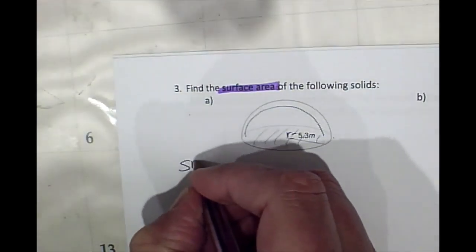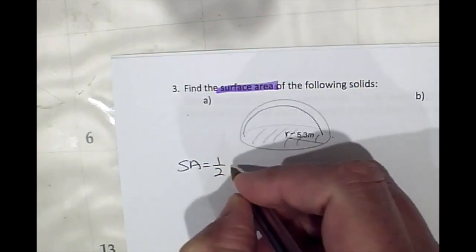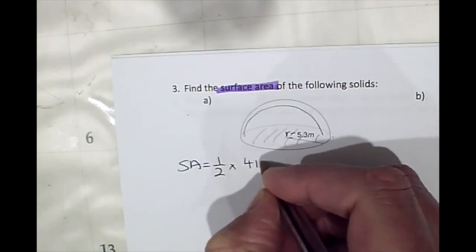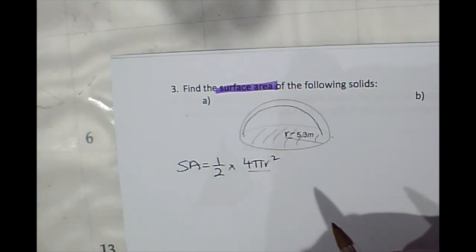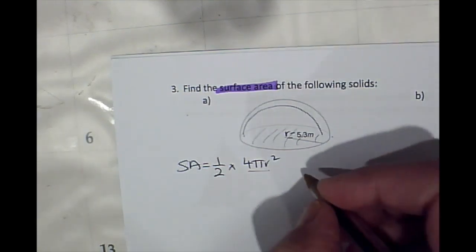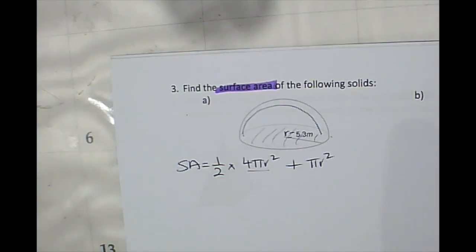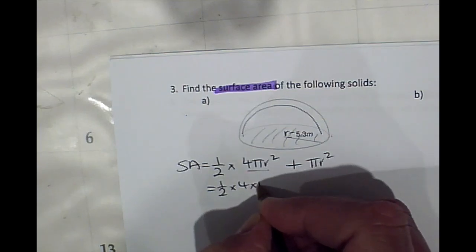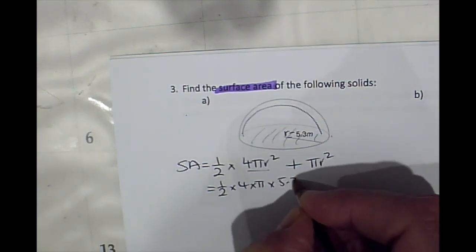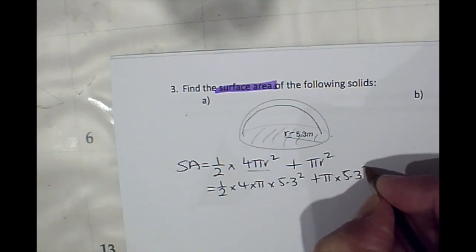So we know the surface area equals, now it's half the curve. Now from our formula sheet, we know that's 4 pi r squared. That is the surface area of a sphere, so we need half of it. Plus we need another pi r squared for the area of the base. So that's a half of 4 times pi times 5.3 squared plus pi times 5.3 squared.